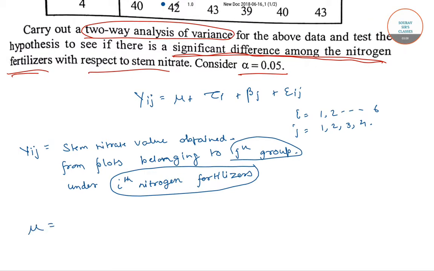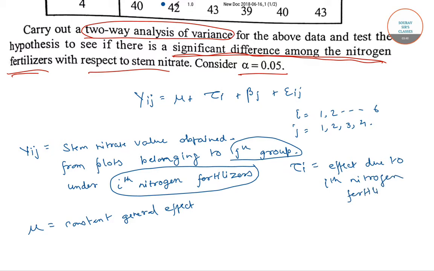Mu is the constant general effect. This tau i is the effect due to the ith nitrogen fertilizer, and beta j is the effect due to the jth group of plot.